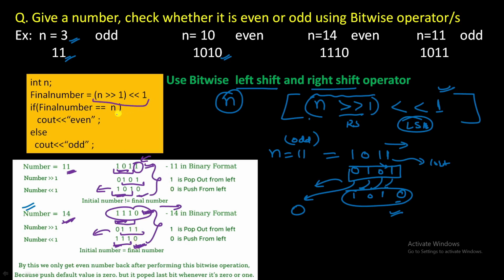So the same thing I have done. First I created a final number by applying this operation, and if both the final number and the initial number are the same, then my number will be even, otherwise it will be odd.